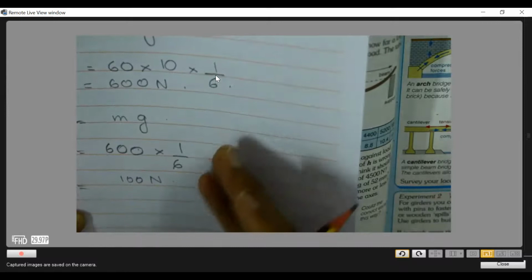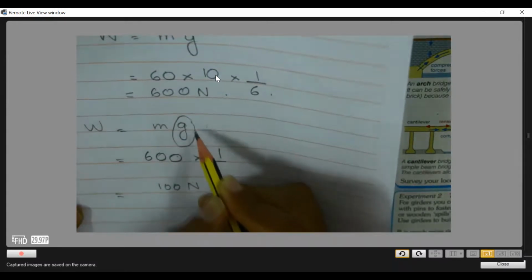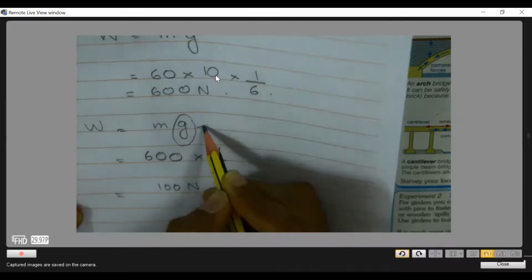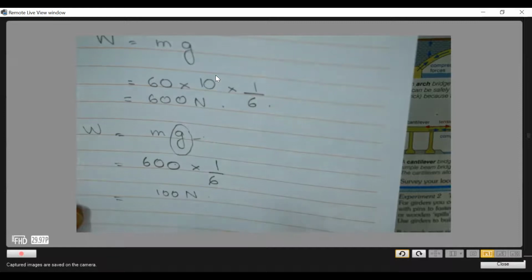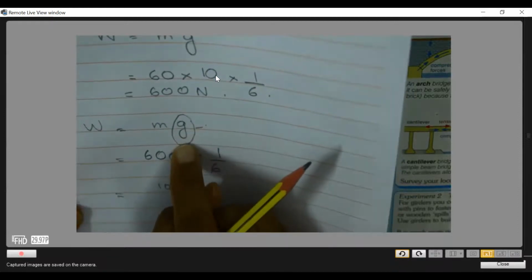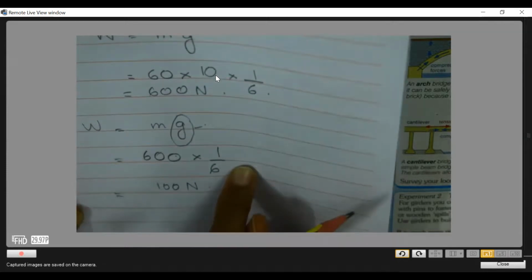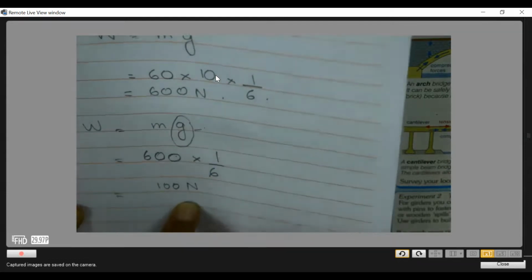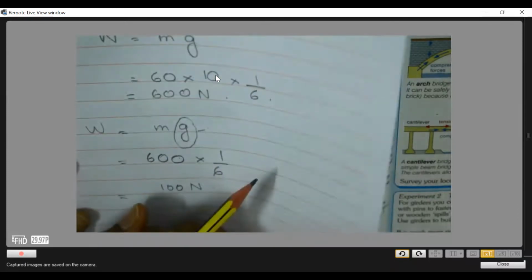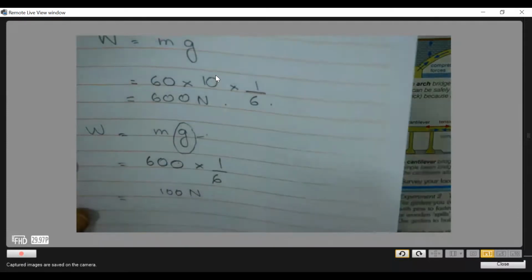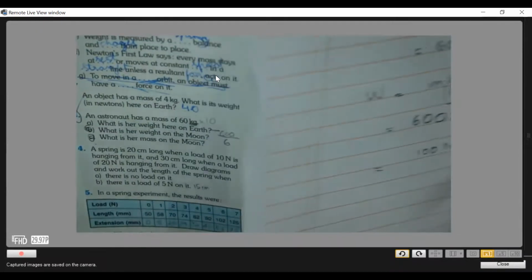Or another way of doing this is that if you know the value of g for the moon, the acceleration due to gravity on the moon, then you can put in that value. Even if you put in that value, you will get around about the same answer because that value is 1/6 of 10. So you will get almost the same answer. Okay, did you understand? Was that clear, Faizan?